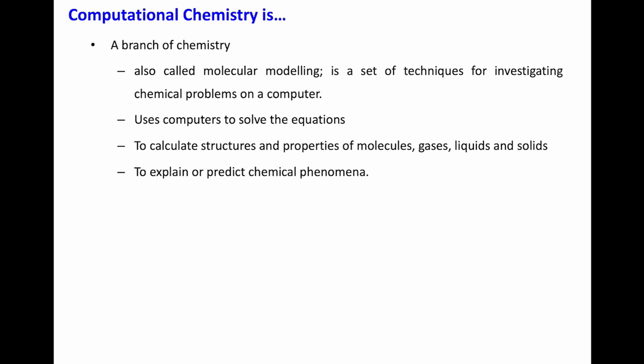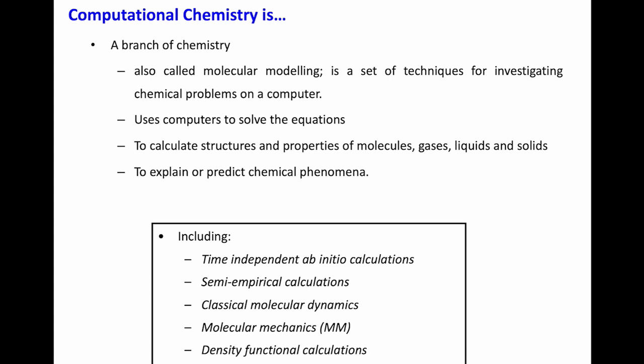It uses computers to solve equations, to calculate the structures and properties of molecules, gases, liquids, and solids, to explain or predict chemical phenomena. Computational chemistry includes time-independent ab initio calculations, semi-empirical calculations, classical molecular dynamics, molecular mechanics, and density functional calculations.